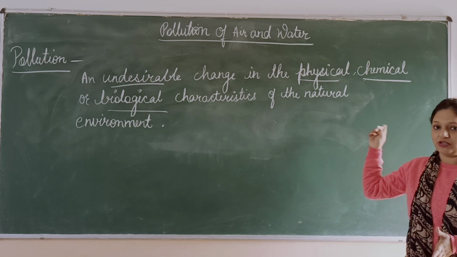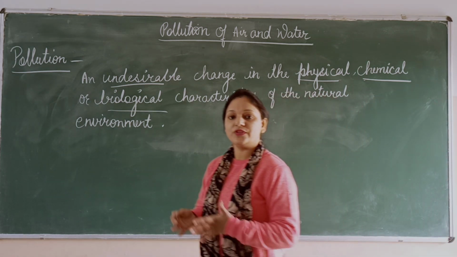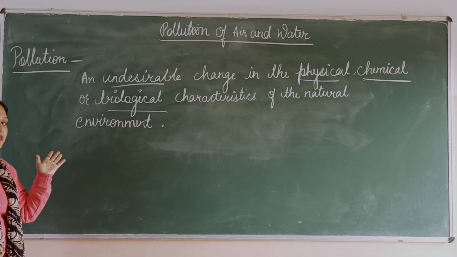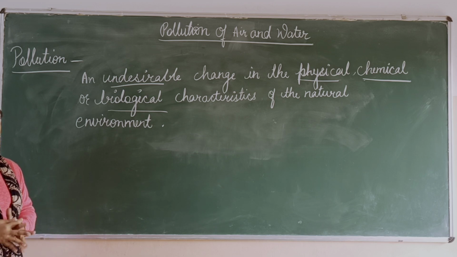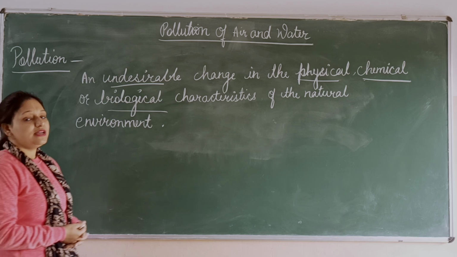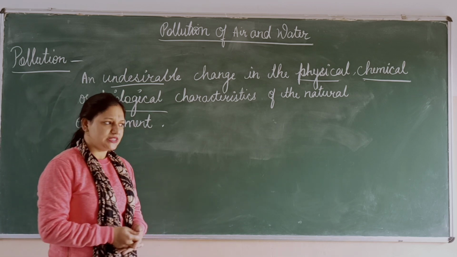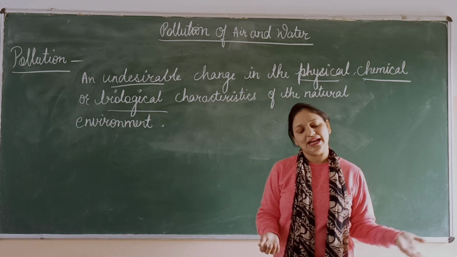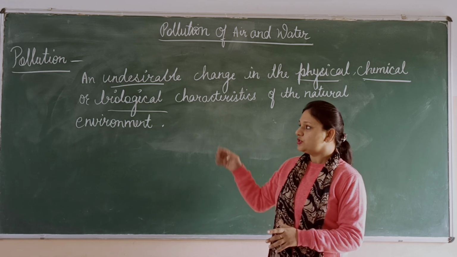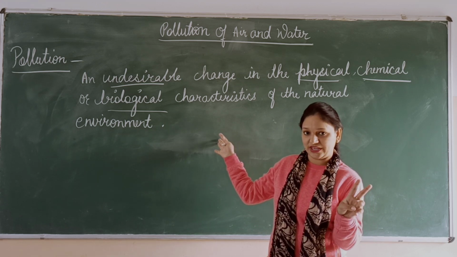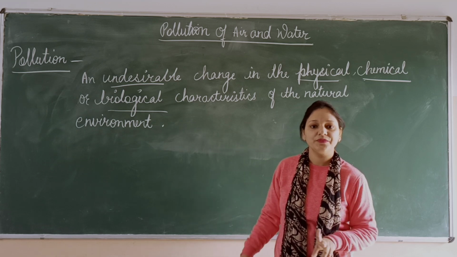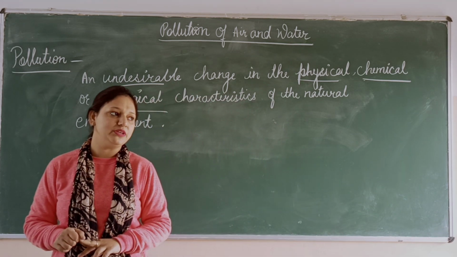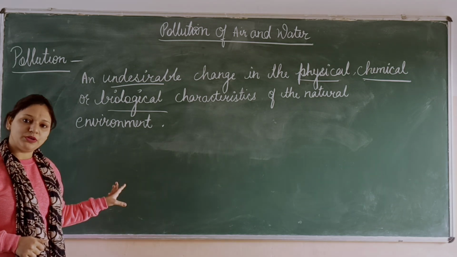If the physical, chemical or biological characteristics of the environment are changed and the change is undesirable, that we are not wanting, that is known as pollution. Students, it can be created by nature also and it can be created by human beings also. So, pollution can be caused in two ways. What are the two ways of creating pollution? It can be natural and it can be made by humans. So, these are the two causes of pollution.